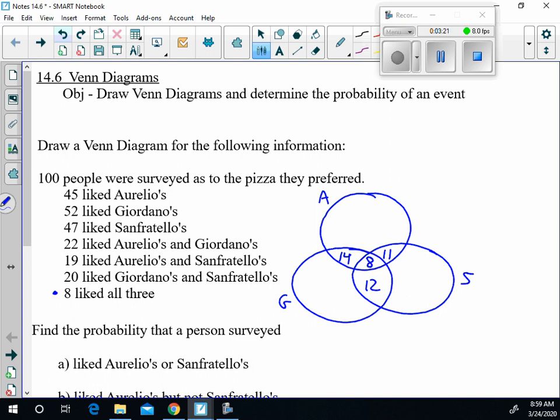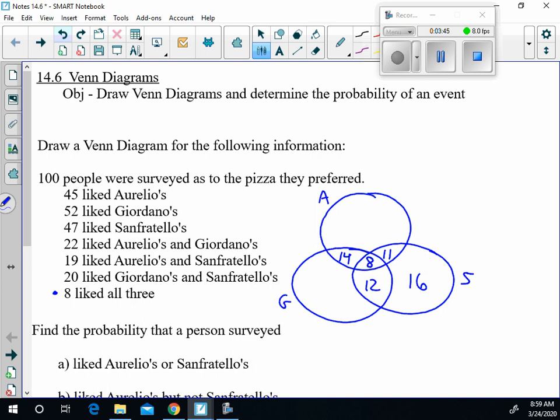Next up, moving up the line, 47 like San Fratello's. Now you have to take a look. The bubble already has in it a 12 and 8 for 20, plus 11 more for 31. And if I have 31 so far and I need a total of 47, that would give me a leftover of 16 who like San Fratello's only. Now there's 47 that like it, but some like a combination of different ones.